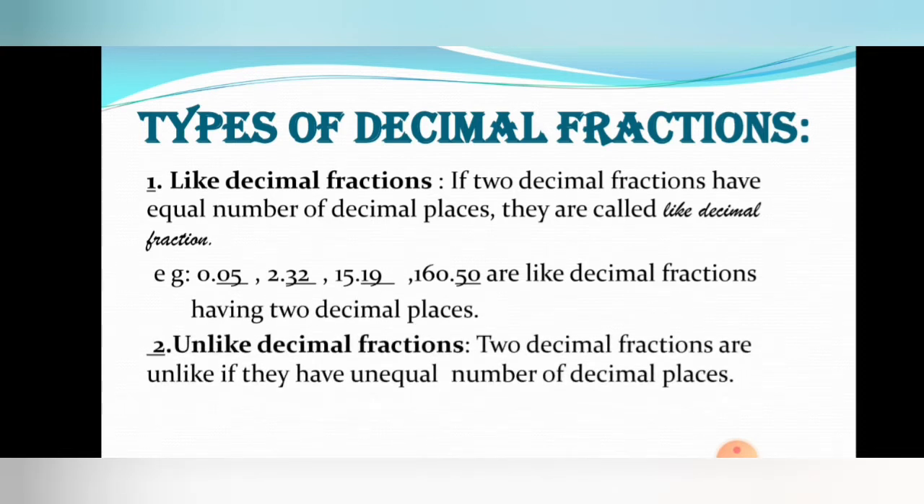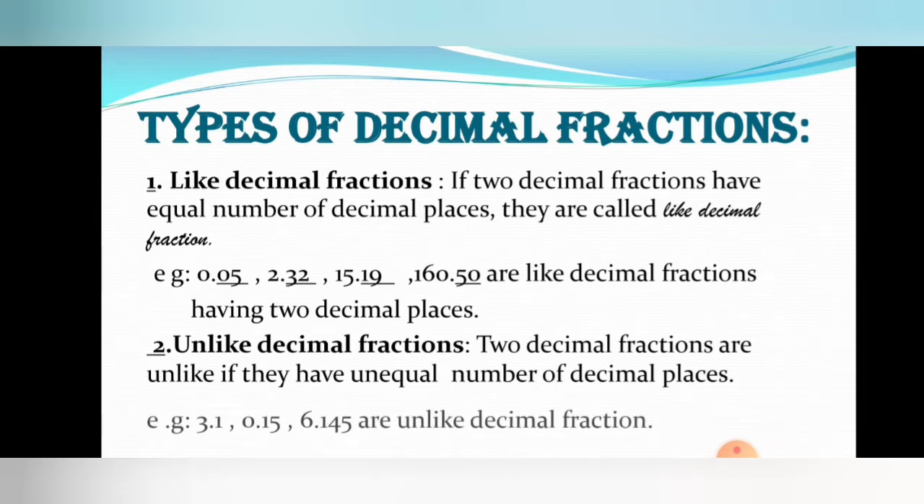Next, the second one is unlike decimal fractions. What is unlike? I think you all have a little idea about this, because like means same, unlike means different, right? So here two decimal fractions are unlike if they have an unequal number of decimal places. Means after the point the number of digits is not equal to that of the other decimal fraction.